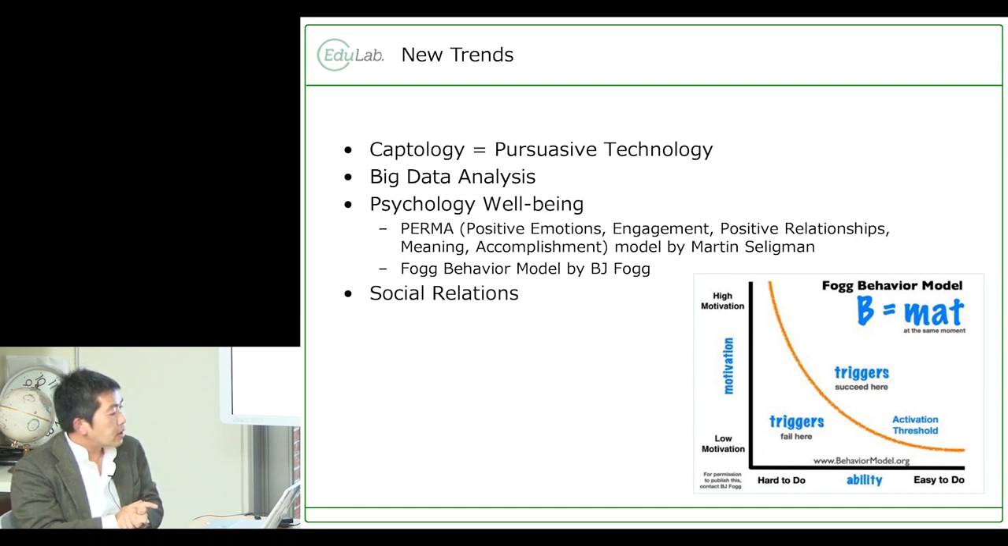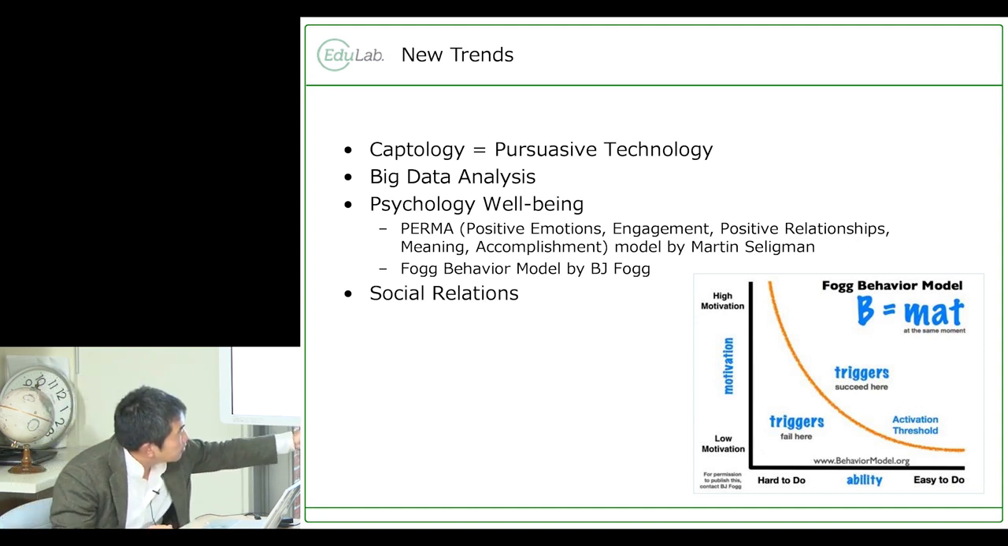And also, the psychological well-being aspect is very important. For example, one is called the PERMA model. PERMA stands for positive emotions, engagement, positive relationships, meaning, and accomplishment. And the Fogg behavior model by BJ Fogg is another very important element that might influence gamification in a very positive way.